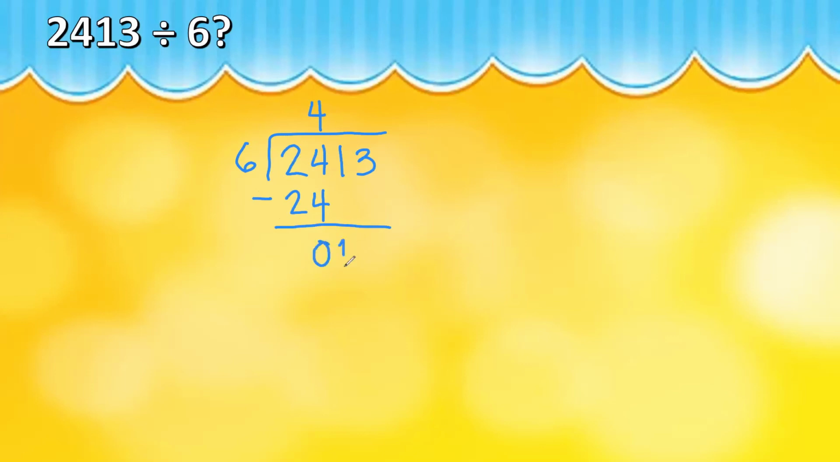Then bring down 1. 1 divided by 6 is 0. So since it is 0, we can skip this process and bring down 3. 13 divided by 6, that will be 2. 2 times 6 is 12. 13 minus 12 is 1. So the answer here is 402, remainder 1.